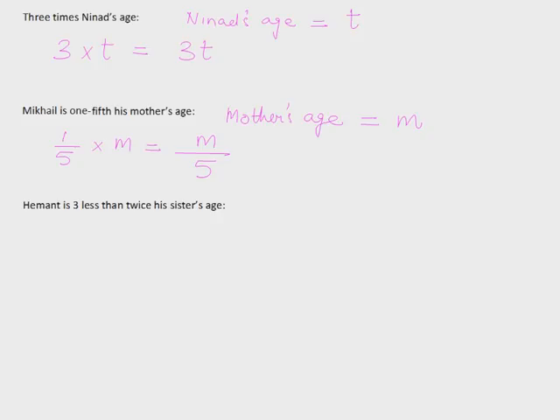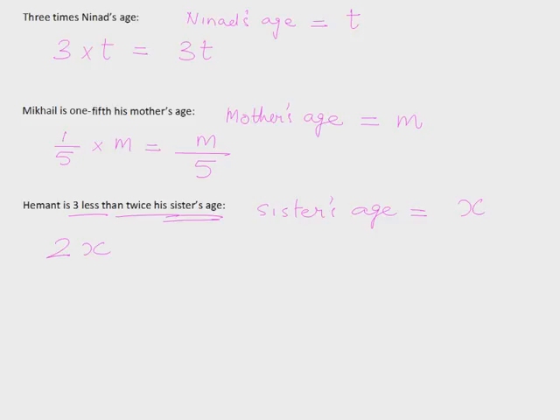Hemant is 3 less than twice his sister's age. 3 less than twice. So there are many things happening here. But first we need the sister's age. So Hemant's sister's age can be denoted by x. Hemant's age is 3 less than twice his sister's age. So we need to first find out twice his sister's age. If her age is x, twice her age would be 2x.